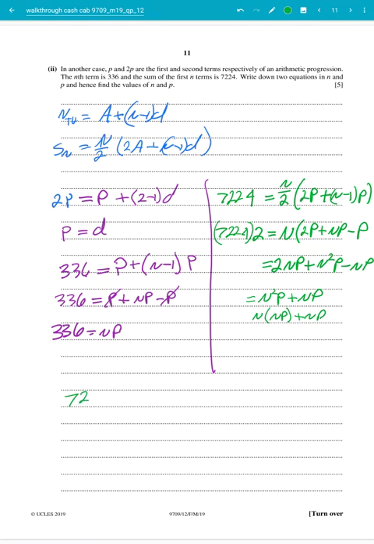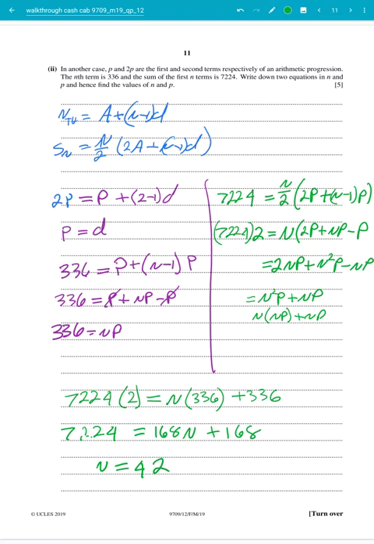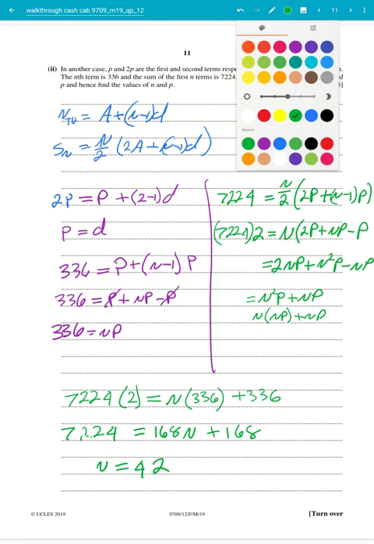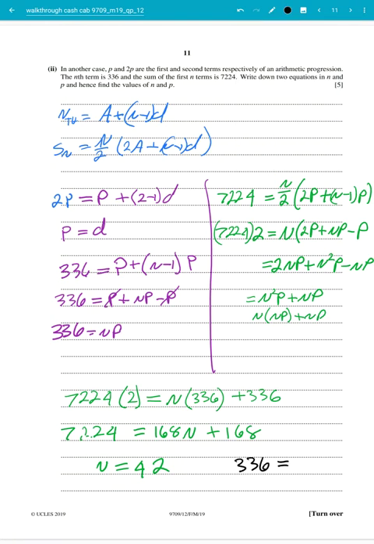So we can substitute then. So 7224 times 2 is equal to n times 336 plus 336. So 14448 is equal to 336n plus 336. So subtract 336 and then divide by 336. You get n equal to 42. So 336 is equal to 42p. So then p is equal to 8. So there we go. We found p. We found n.